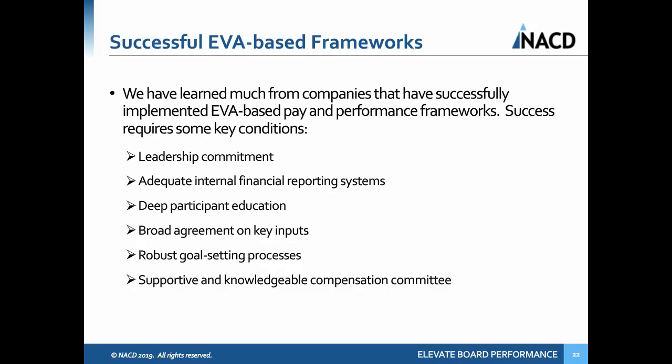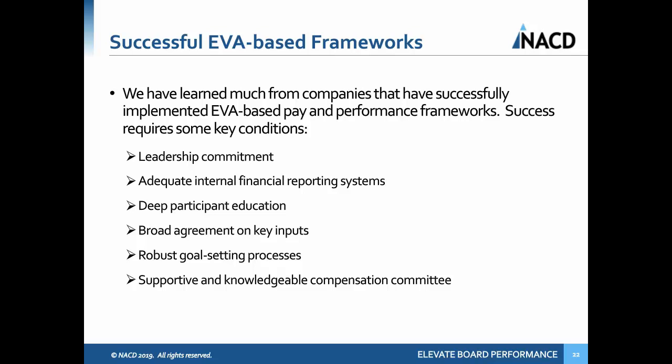Number two, adequate internal financial reporting systems. You now have to put balance sheet inputs into a metric you're using for incentive compensation, typically not just at a corporate level, but at a unit level as well. And so you need to make sure your systems can report information in an adequate fashion. Deep participant education. I mentioned this is not a measure that people walk around with in their heads that they're familiar with, and so when you think about your incentive-eligible population, you need to prepare for education, and there needs to be ongoing education as well.